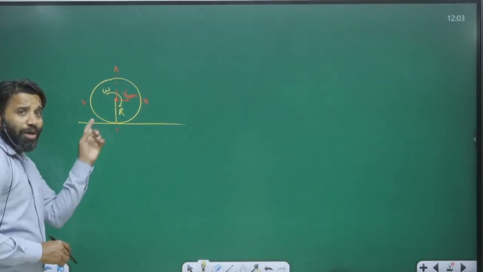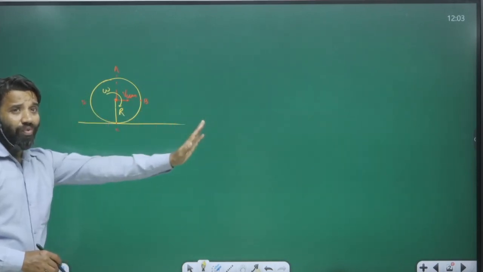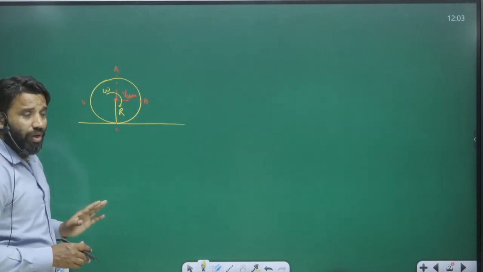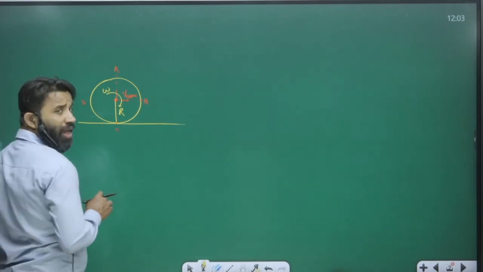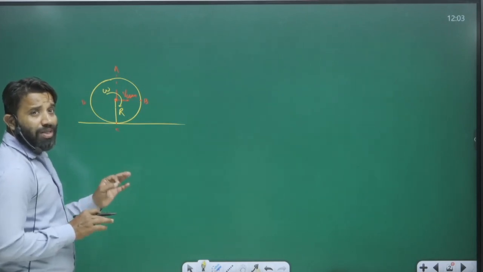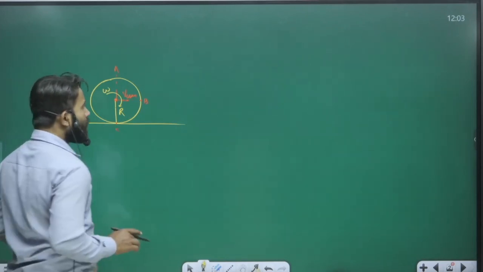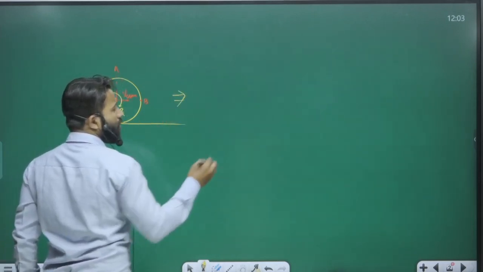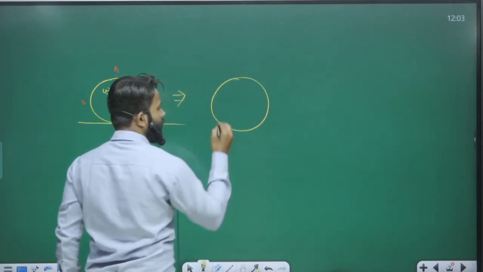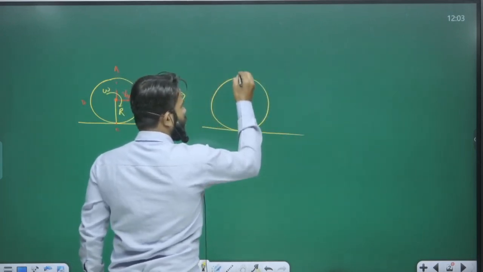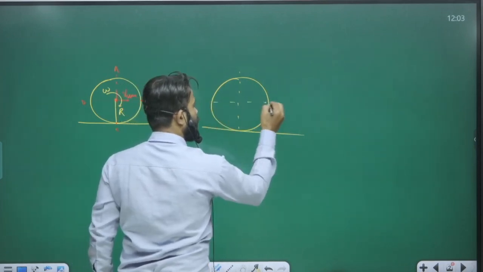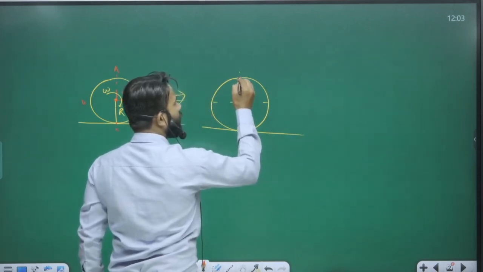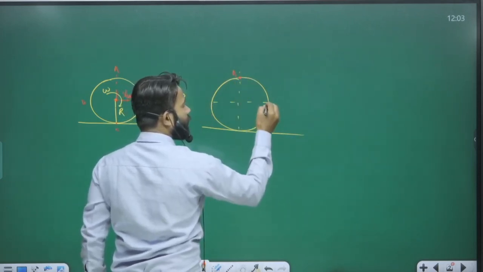Again, what we are observing is that this disk has some velocity in the forward direction, and along with that it is rotating about some axis. Is it okay? Now we want to find out the velocities of the points A, B, C and D. If you want to find the velocity of all these points, this diagram can be drawn. Now let us say this point A, we will first talk about this point A.